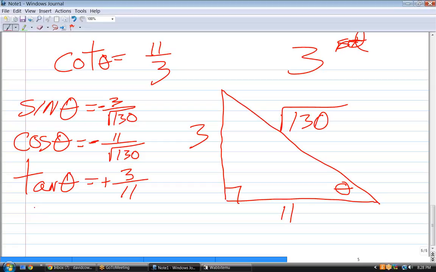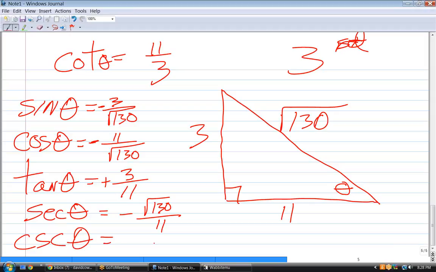So let's do the last two. What's secant of theta? Root 130 over 3, so that would be negative, over 11. Secant is reciprocal of cosine. Oh, okay. Okay? And finally, cosecant? So that one would be the root 130 over 3.